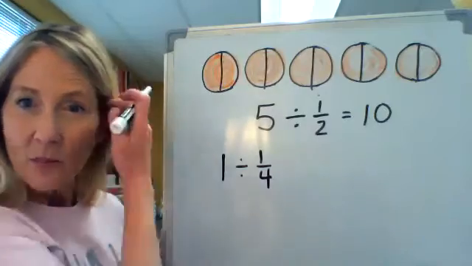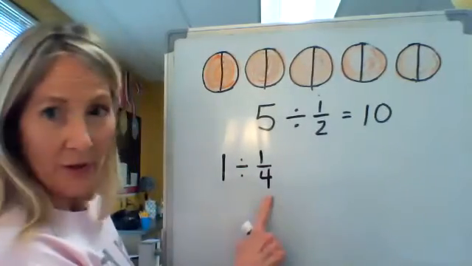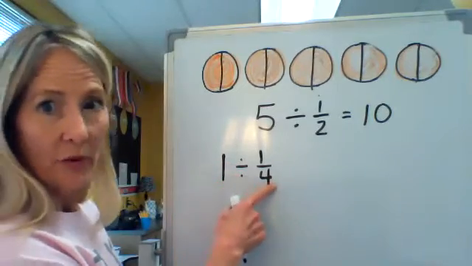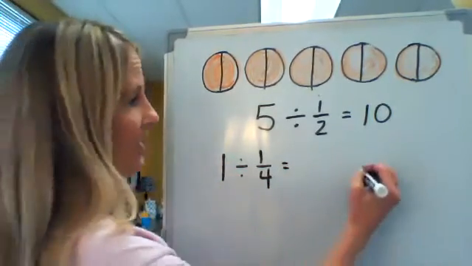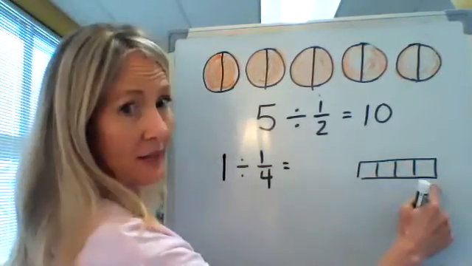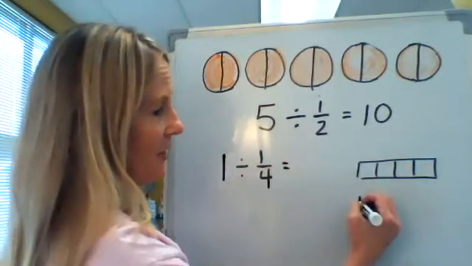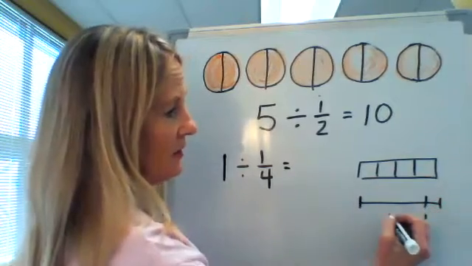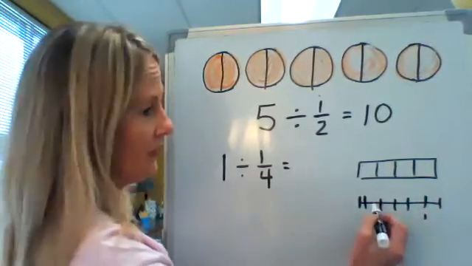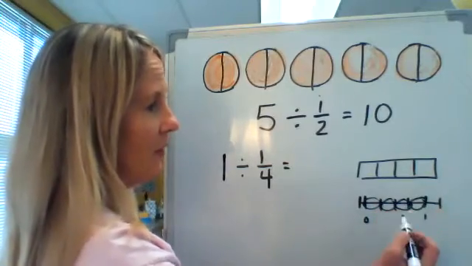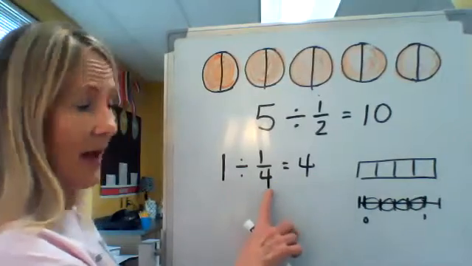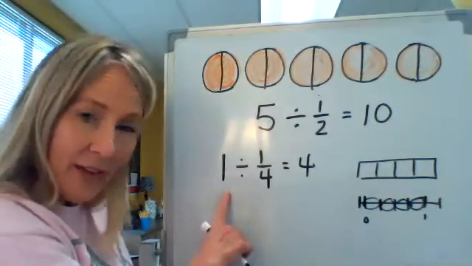Let's take this problem. 1 divided by 1/4. What's that really asking? 1 has how many groups of 1/4 in it? You can make a model, divide into fourths, and see how many groups of 1/4 there are. You can make a number line. There's your whole, and there's 4 sections, and you can see how many fourths there are. There's 1, 2, 3, 4. So the answer is 4, because 4 times 1/4 is the whole thing.